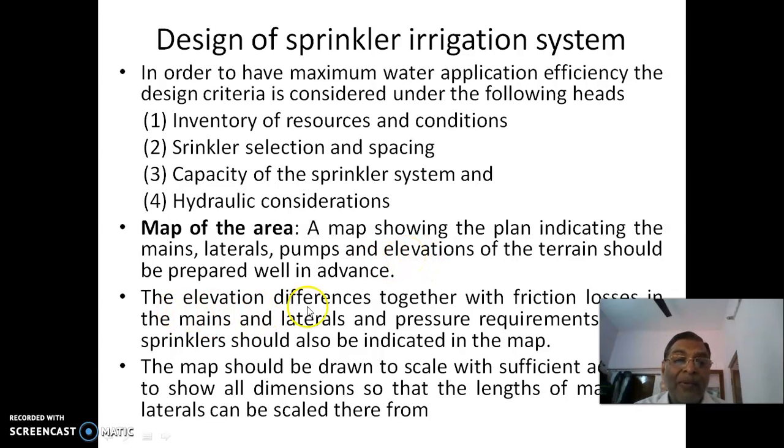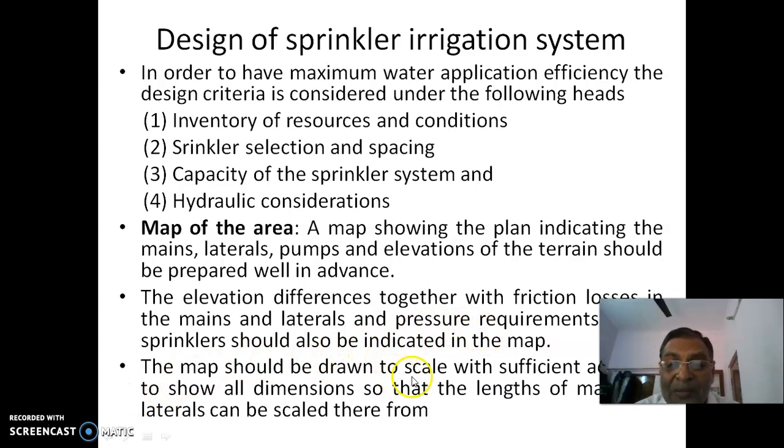The elevation differences, together with friction losses. You have to calculate the friction losses as per the elevations in the mains and also in the laterals, and the pressure requirements of the sprinklers. What is the pressure required there? When it is elevated, how much extra pressure should be given? All these things you must map very well in advance, indicated in the map.